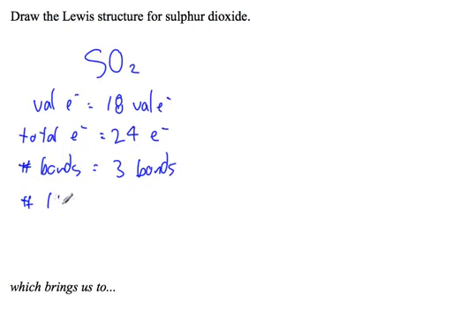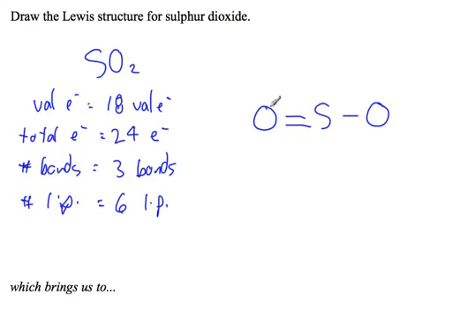And number of lone pairs is going to be 18 minus 6 divided by 2. So 18 minus 6 is 12, divided by 2, 6 lone pairs. So a few more lone pairs on this one. The central atom is sulfur, as it is less electronegative than oxygen. Each oxygen is bonded to sulfur, but we calculated 3 bonds. So what does that mean? Well, one of these is a double bond.